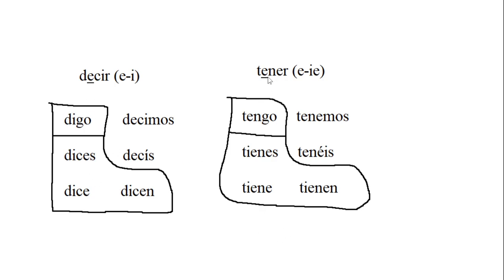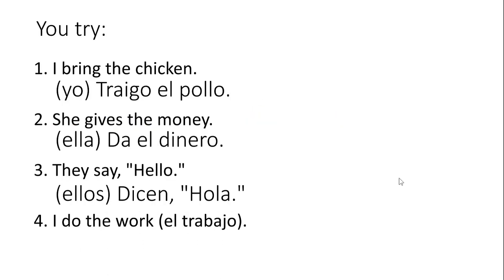Same thing here, which you know very well is tener. Tengo, tienes, tiene, tenemos, tenéis, tienen. Okay, shoe and the sock. So these are our examples we went over yesterday. I bring is traigo.